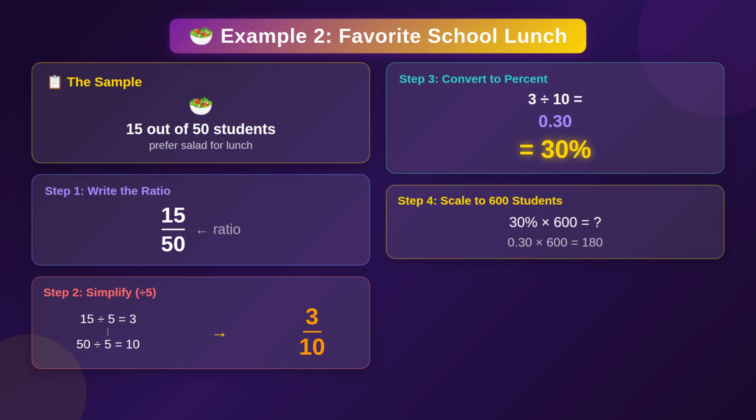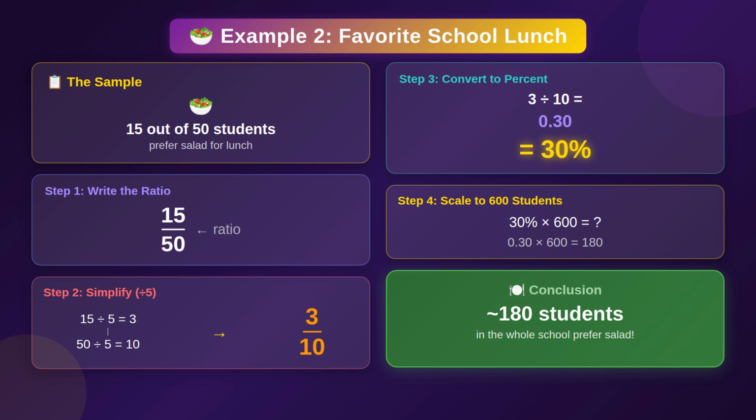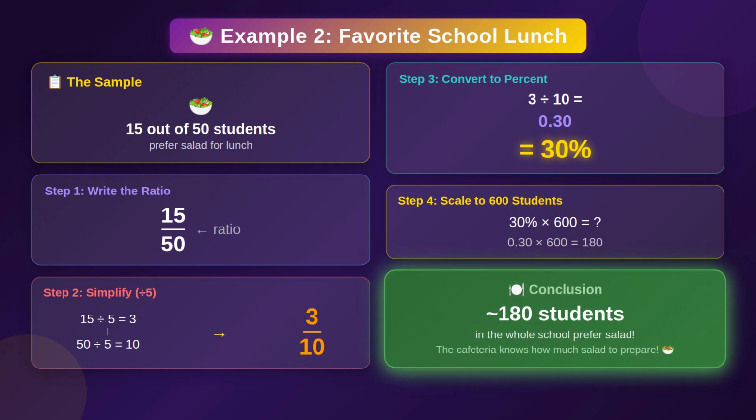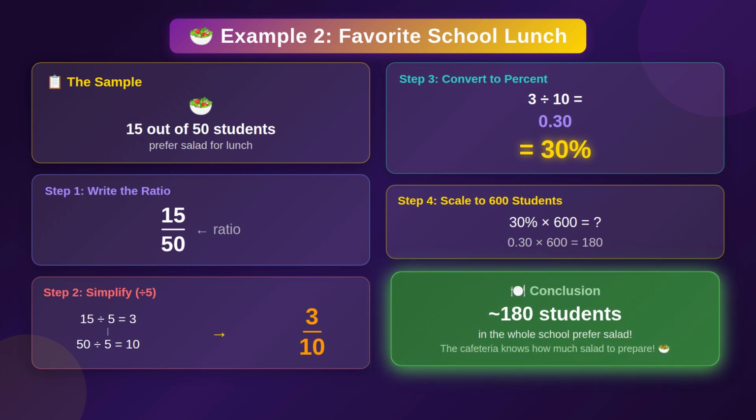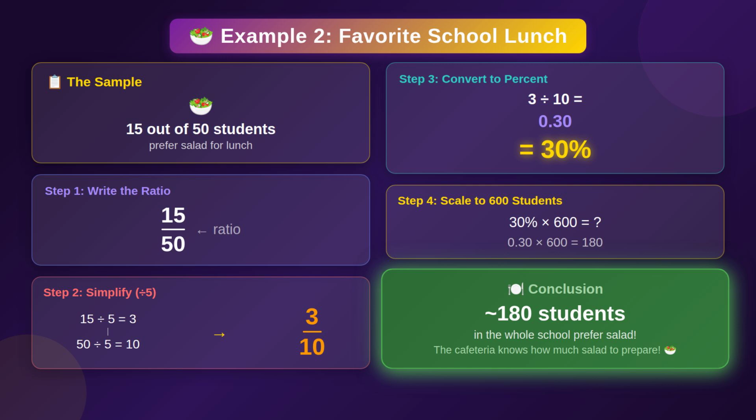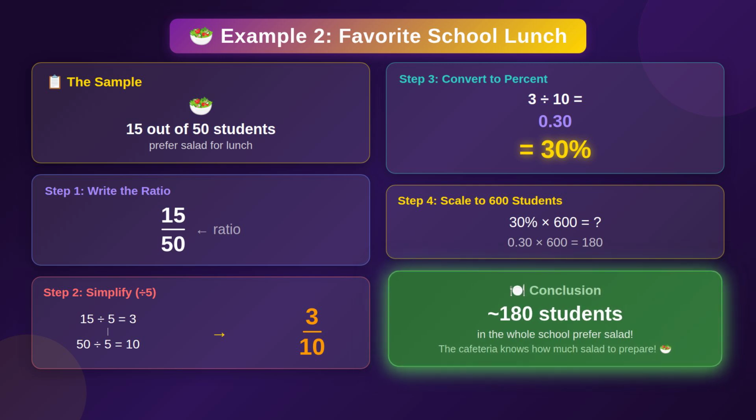15 divided by 5 equals 3, and 50 divided by 5 equals 10. So the simplified ratio is 3 out of 10. As a percent, 3 divided by 10 equals 0.3, which is 30%. Now scale up to the school's 600 students. 30% of 600 equals 180.